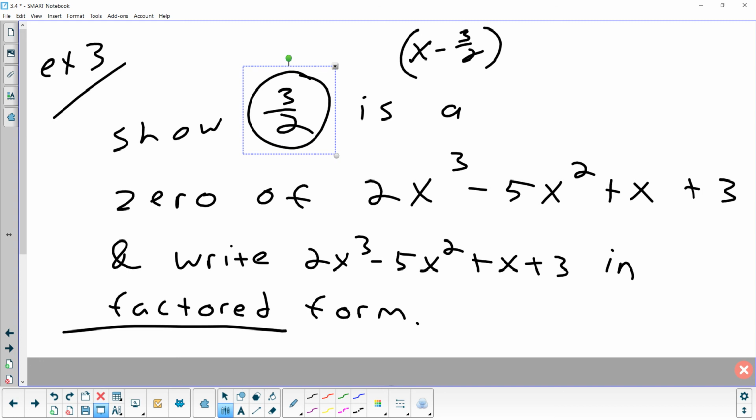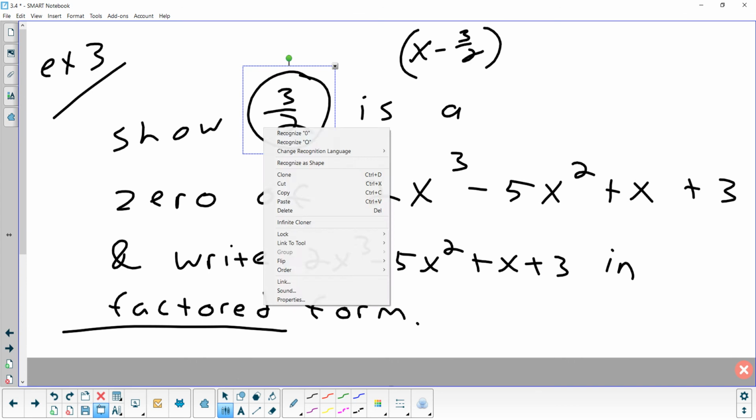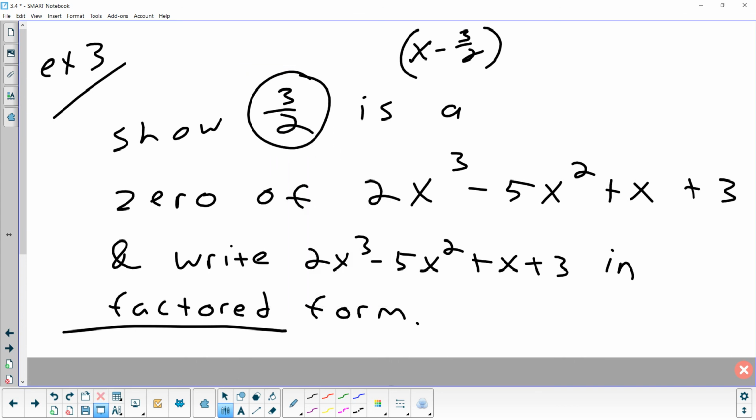Yep, so one way to do it is to plug in 3/2 and see if it comes out to 0. The only downside to that is it would show that this is a 0, but it wouldn't help me with the second part, which is to actually factor this cubic. So what's another way that you can show something is a factor without just plugging this number in and saying, oh yeah, I got 0?